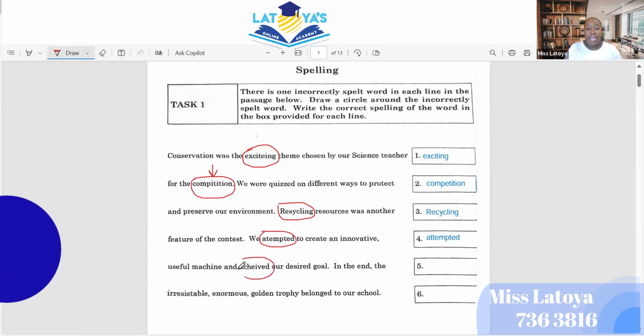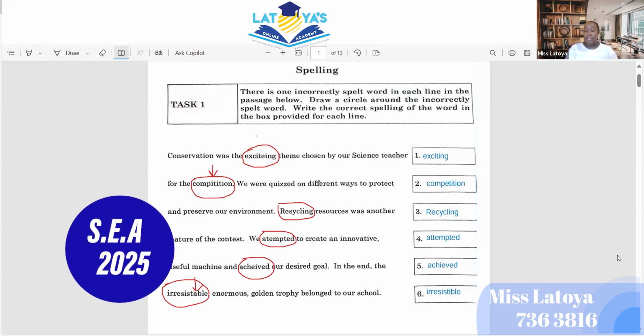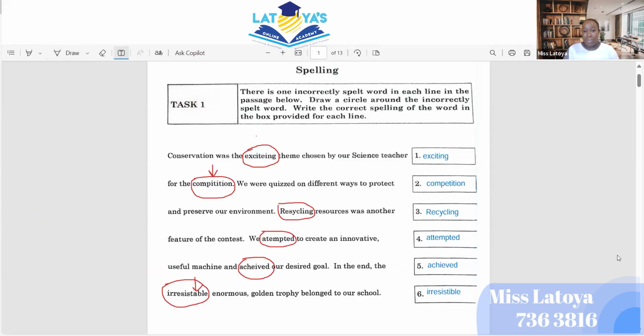In our fifth line, the spelling error there is achieved. You must know your IE and EI words. Achieved is A-C-H-I-E-V-E-D. In our sixth line, the spelling error is irresistible. Here they have irresistible with an A, but it is going to be an I instead. So irresistible is spelled I-R-R-E-S-I-S-T-I-B-L-E. Once you identified the incorrectly spelled words and spelled them correctly, you'll get 12 marks.